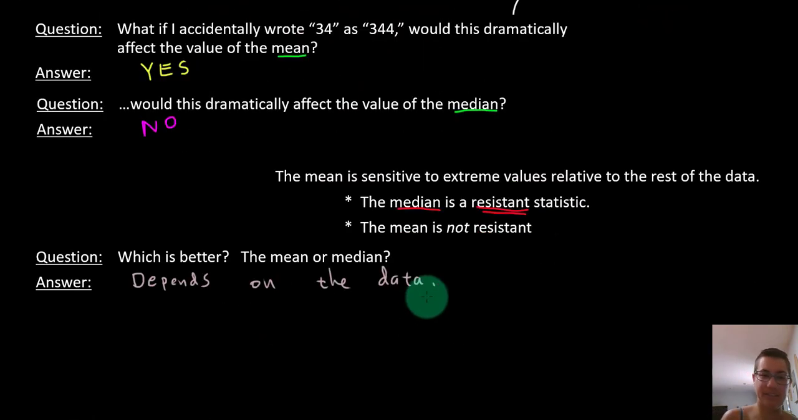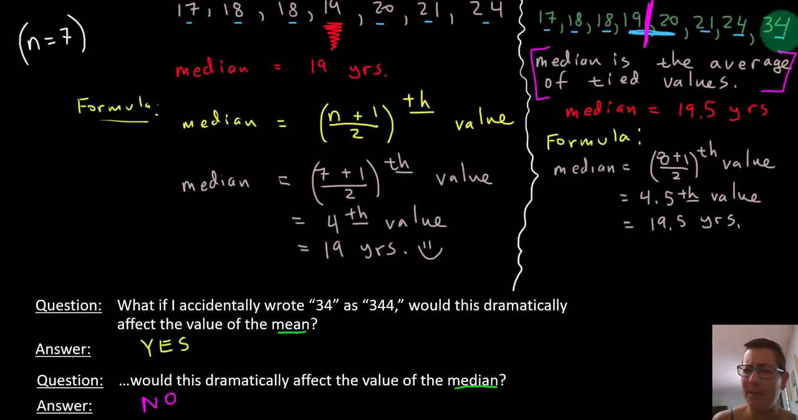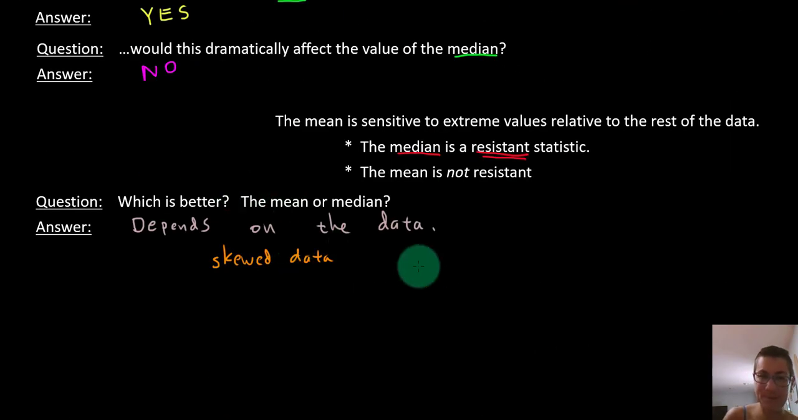Let's take a look. If you've got skewed data, now can you guess, with that 344, would that be skewed left or skewed right? Well, that would be a really large value. So that would make that right tail very long. So this would be skewed right. That's just a little review there.